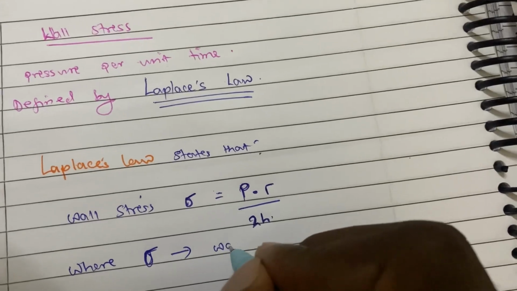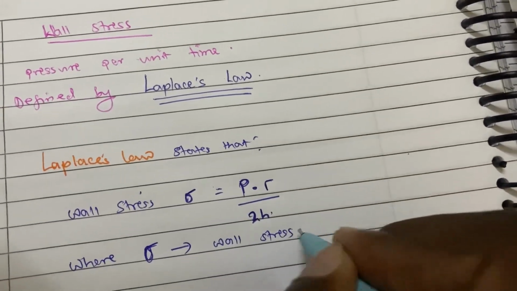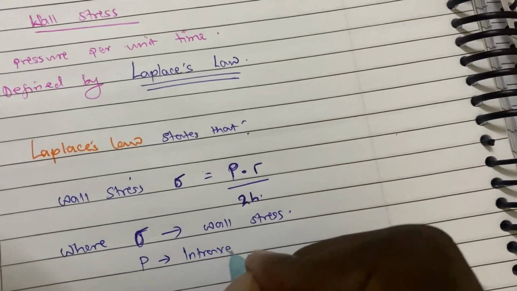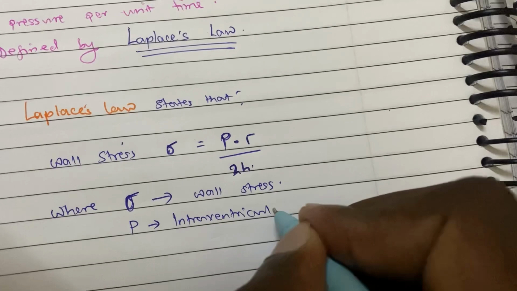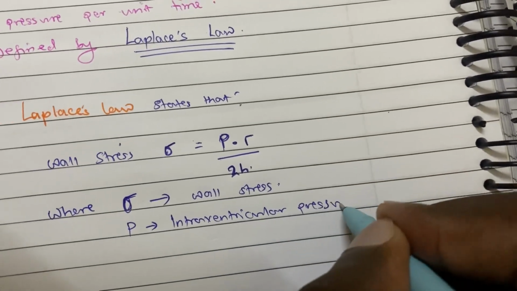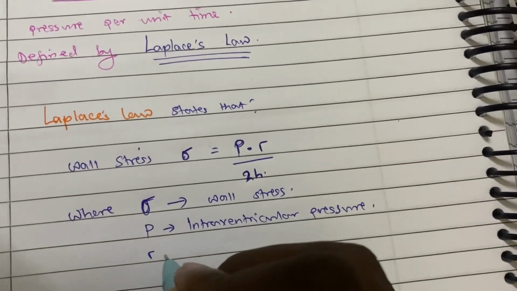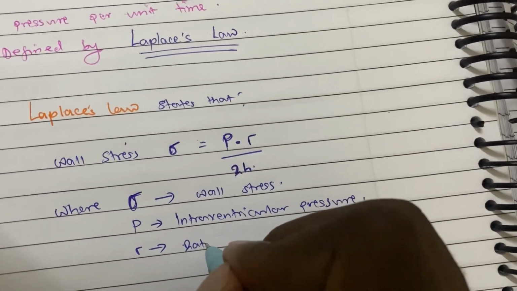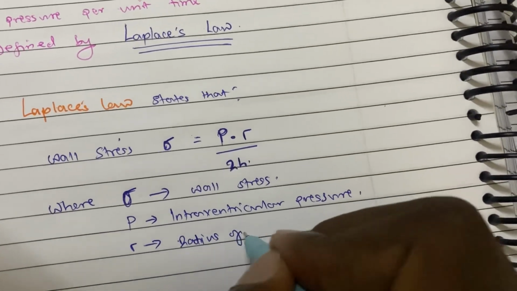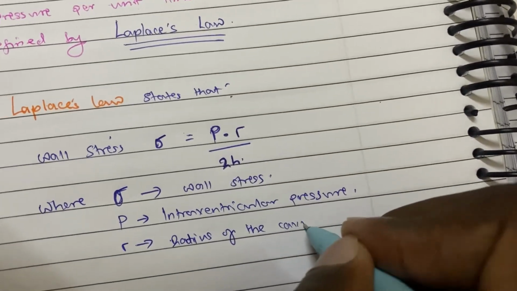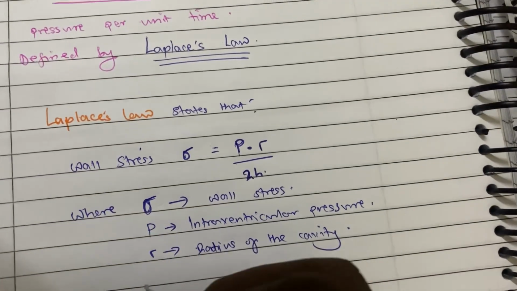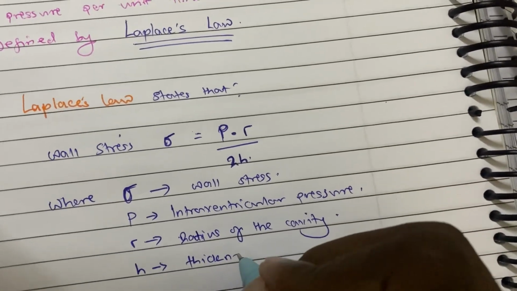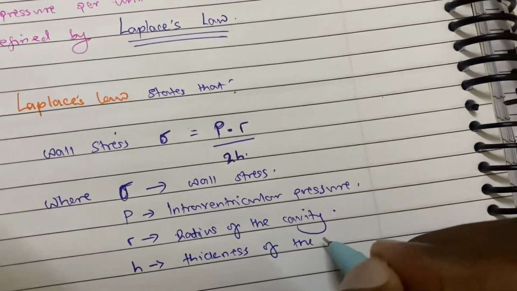Sigma is the wall stress itself, and then P is the intraventricular pressure, and then R is the radius of the cavity, and then H is the thickness of the walls.